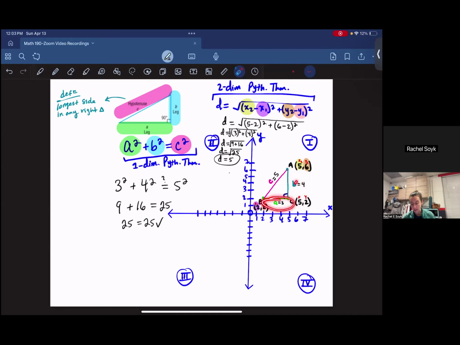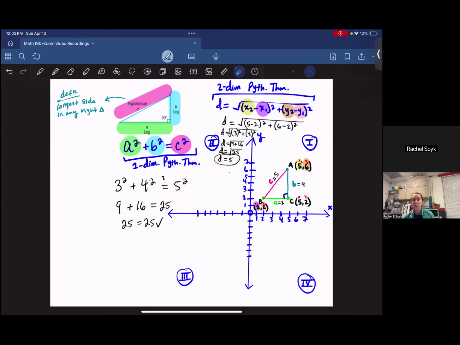Now that we have these one-dimensional lengths, we can plug them into our good old Pythagorean theorem, a squared plus b squared equals c squared, to find the length of this diagonal. 3 squared is 9, 4 squared is 16. Add the two together, you get 25. Last but not least, take the square root of 25, and you end up with your C value being of length 5. 3, 4, 5, Pythagorean triple.